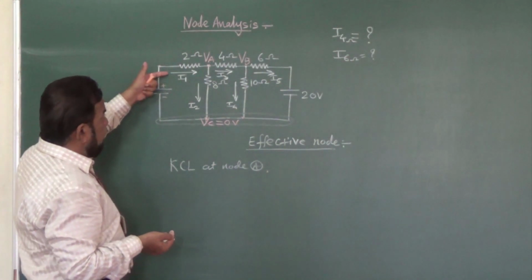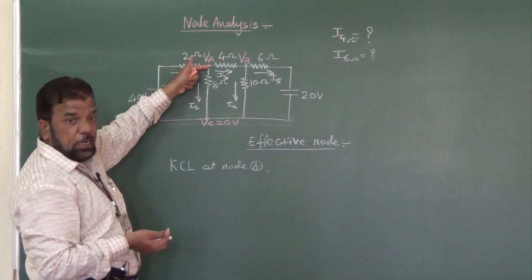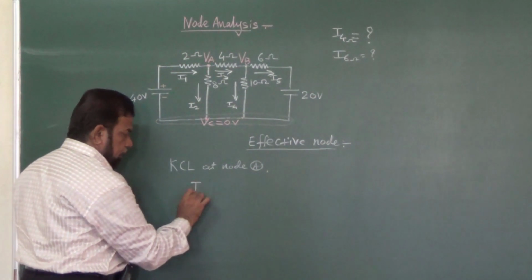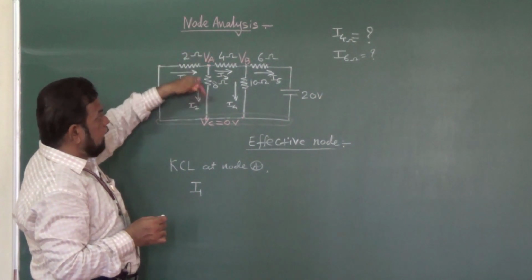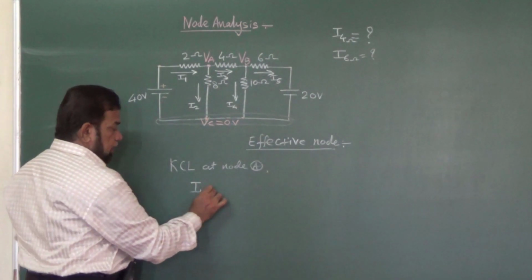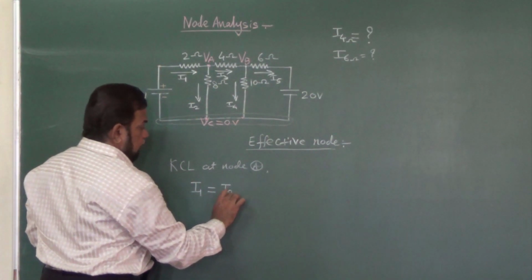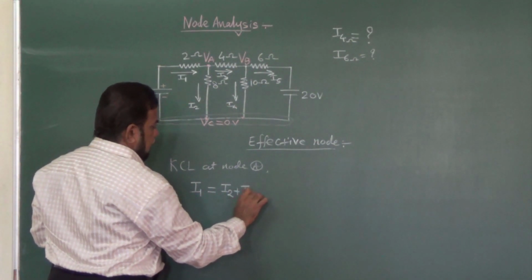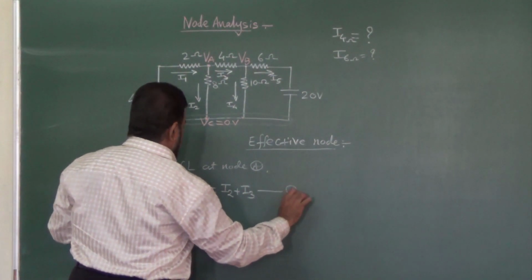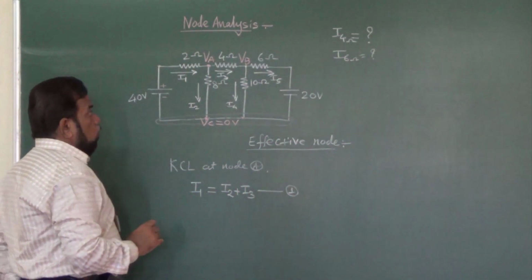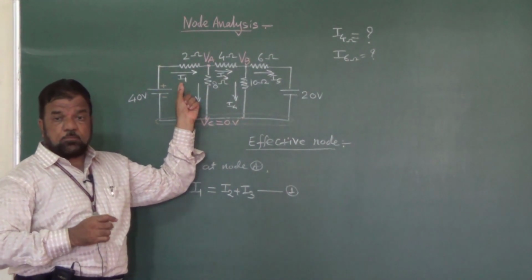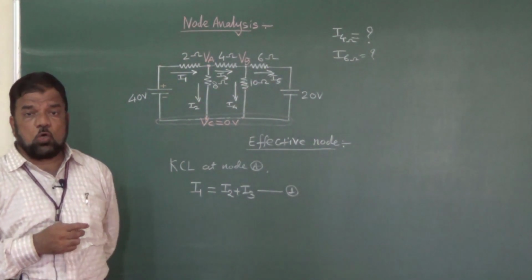So here I1 is the current coming at node A, so I will have I1 as incoming current. Now these two currents are outgoing, so incoming current is equal to outgoing current, that is I2 plus I3. This is equation number 1. Okay, now in order to find out the current, we have to recall Ohm's law.